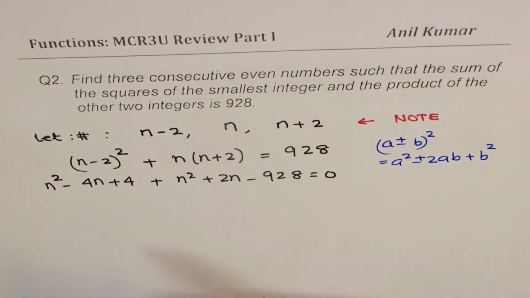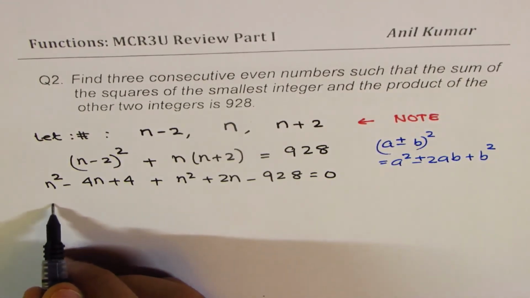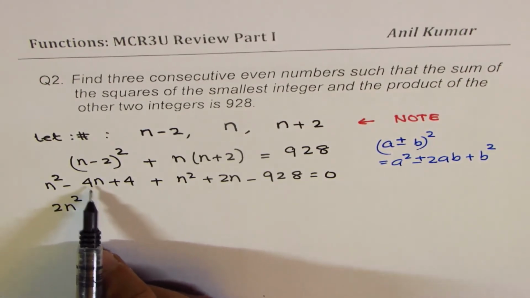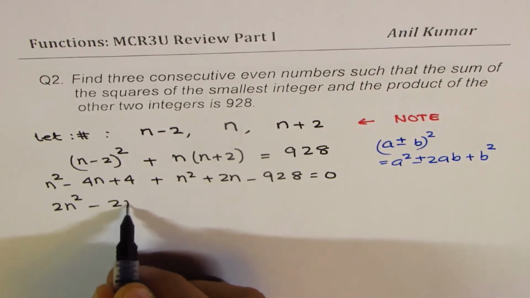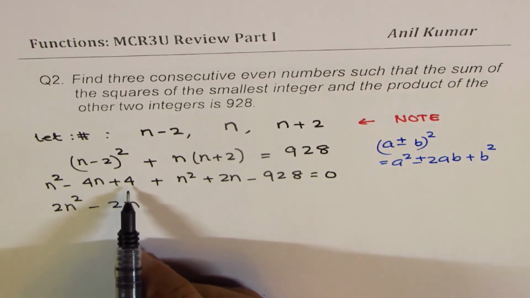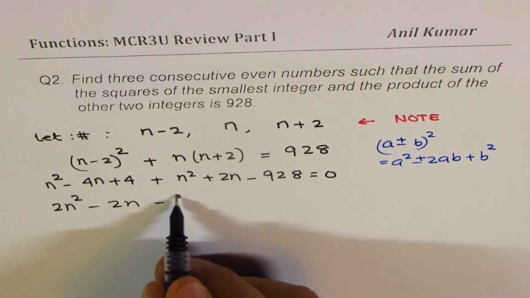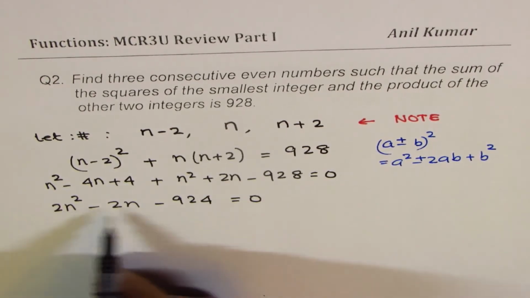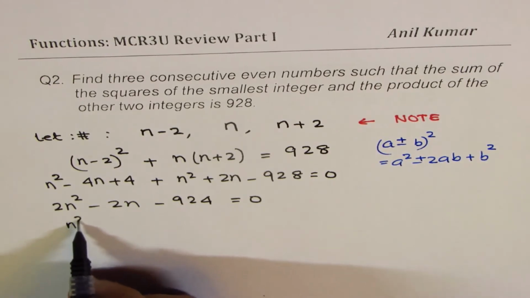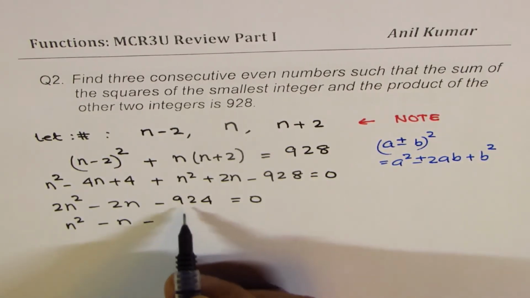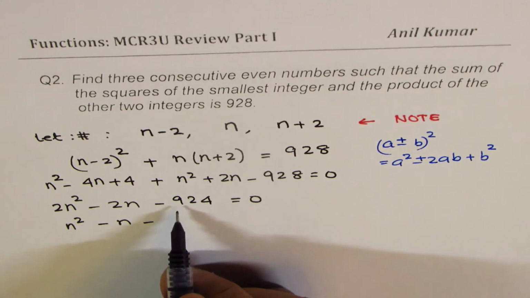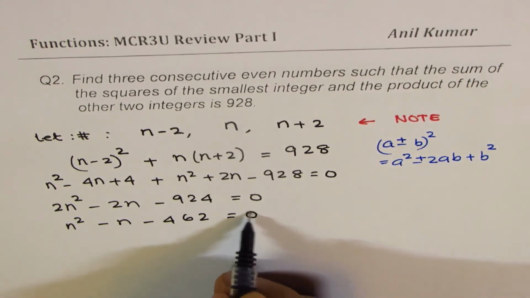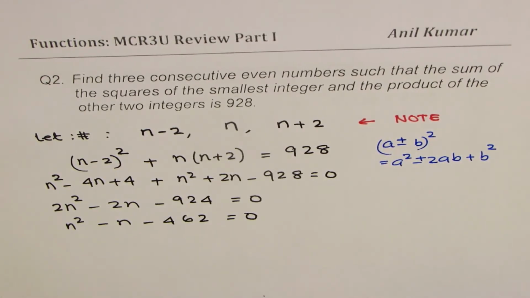Okay, now combine the like terms. N square gives 2n square. Minus 4n plus 2n is minus 2n. Plus 4 minus 928 means minus 924 equals 0. We can divide by 2, giving us n square minus n minus 462 equals 0. Now we need to factor.